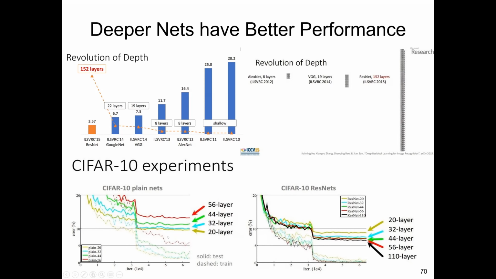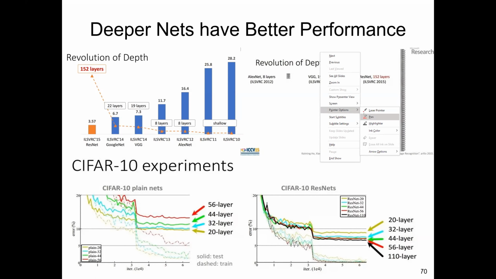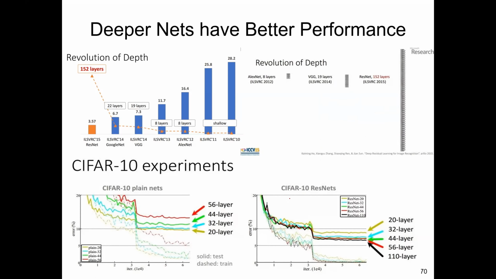And for CIFAR-10, you can see plain nets, that is, a regular CNN without skip connections. The solid lines are the test errors. The dashed lines are the training errors. And this is for CIFAR-10 with ResNet. As you can see, look at the ordering for the test errors, which we care about the most. Having more layers essentially introduced overfitting here. That is, the test error is very high with additional layers. But for ResNet, you don't have overfitting. The test error continues to reduce even with an increasing number of layers, thanks to the skip connections.